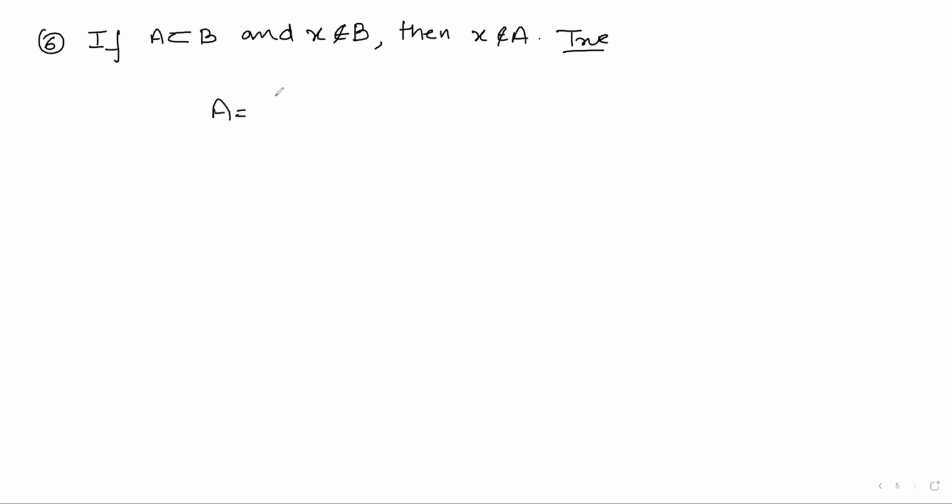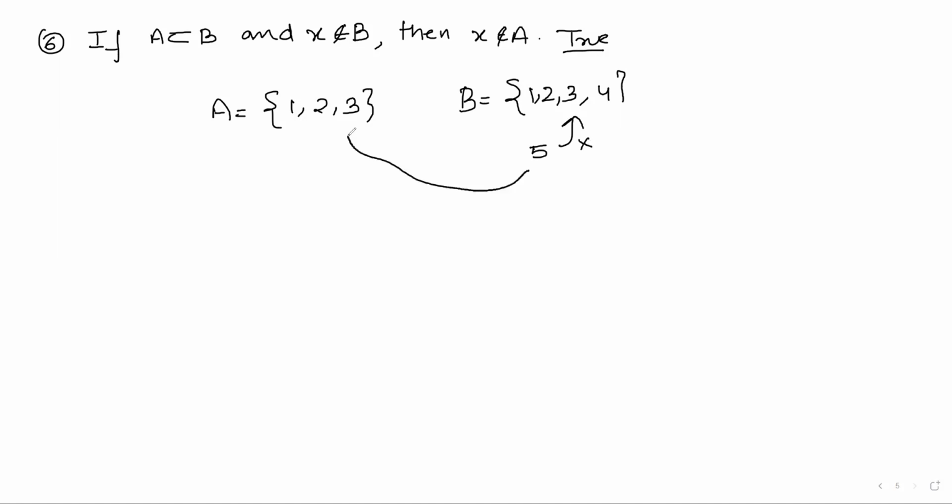Suppose we take an example, then we will prove it. A is 1, 2, 3, and we have B, which is 1, 2, 3, 4. Now there is a value, for example 5, which is not there in B. Will this be present in A or not? No, because A is a subset of B. All the values present in A should be there in B because A is a subset of B. So if there is a value which is not there in B, then it will also not be present in set A. Okay, clear, sir? Yes. Okay, good.